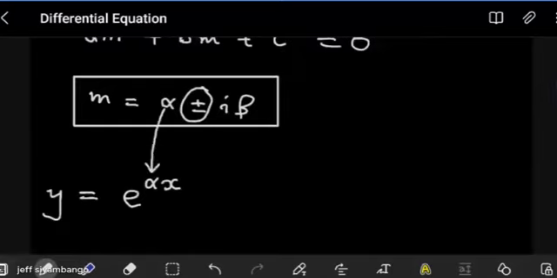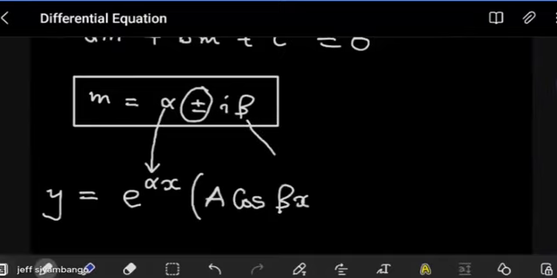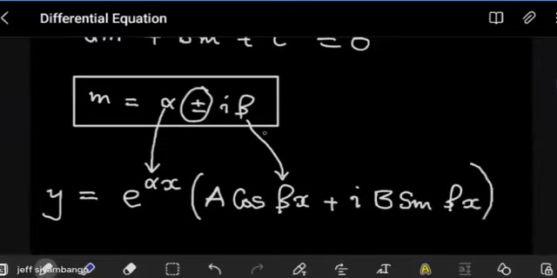And then next open bracket, then you have some general constant A, and then the first has to be cos beta x. Again, beta is the part that will be imaginary in your values of m. And then plus, as you saw in our derivations, I left out the i, so I can put the i there. And then you have B, and then this is sine beta x. It's still the same beta here that you'd have to plug in there.